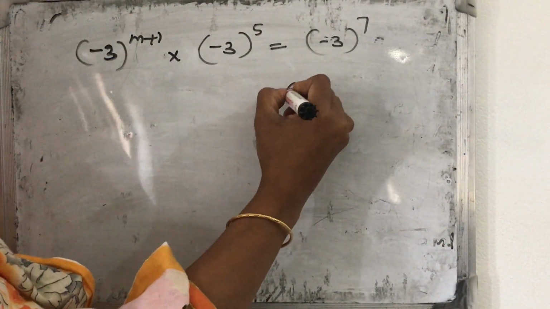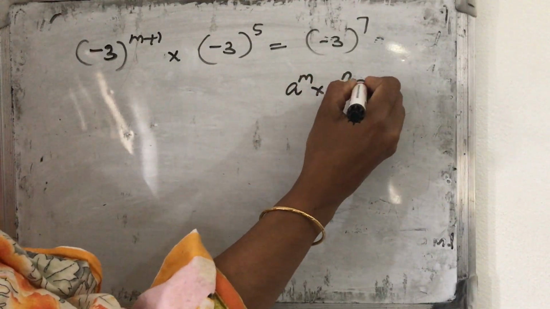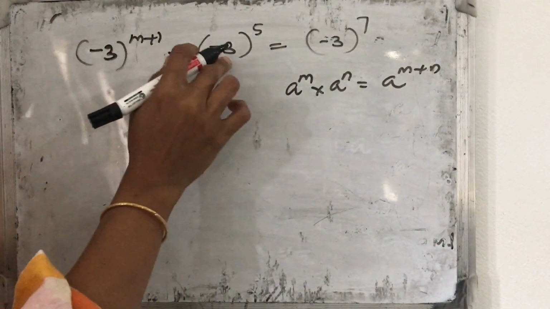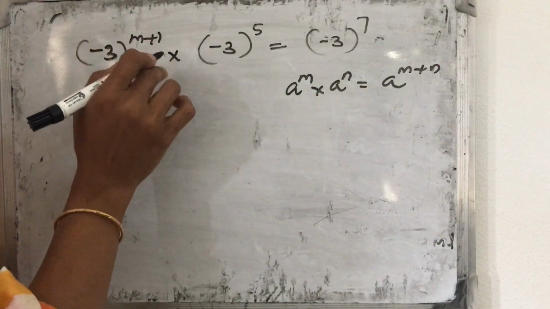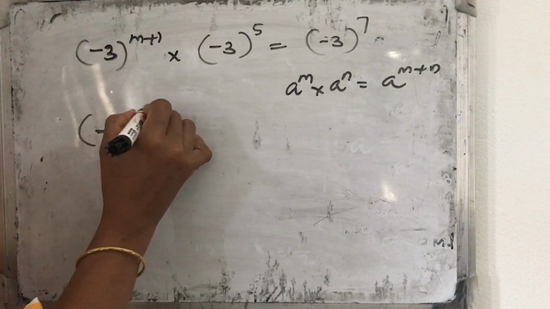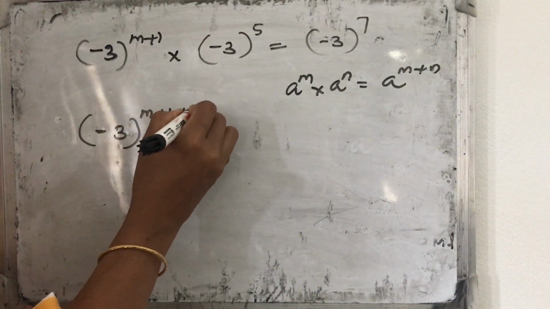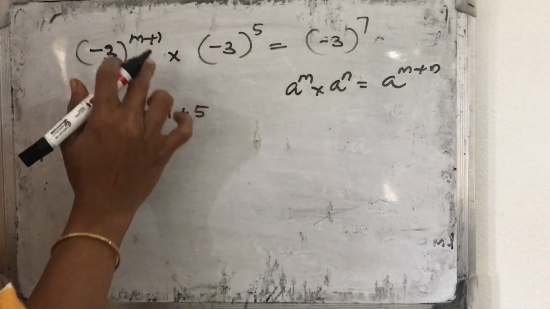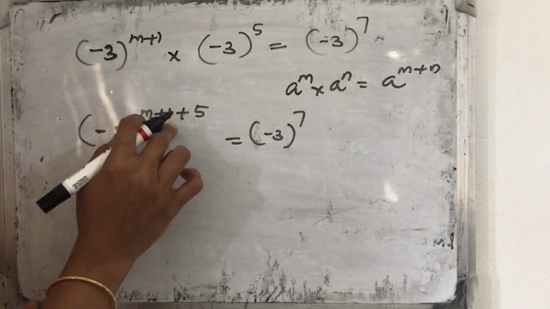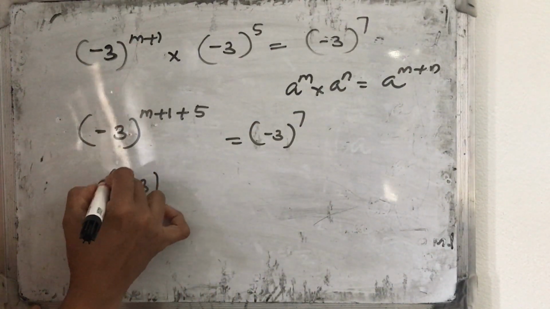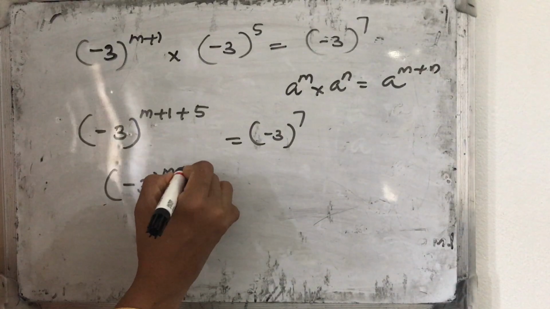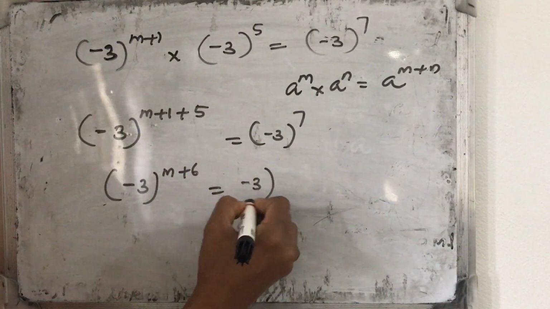Now here we are using a raised to m into a raised to n, which we know is a raised to m plus n. So how can we rearrange this? Here both bases are the same. So minus 3 raised to m plus 1 into minus 3 raised to 5 we can rearrange as minus 3 raised to m plus 1 plus 5, the sum of their powers. That is given as minus 3 raised to 7. Then we can simplify: m plus 1 plus 5 will be m plus 6. So minus 3 raised to m plus 6 is equal to minus 3 raised to 7.